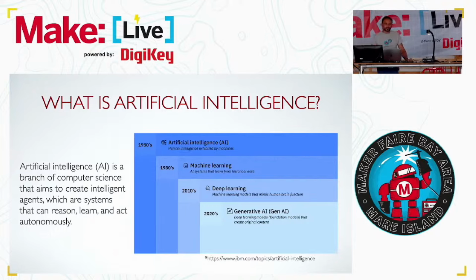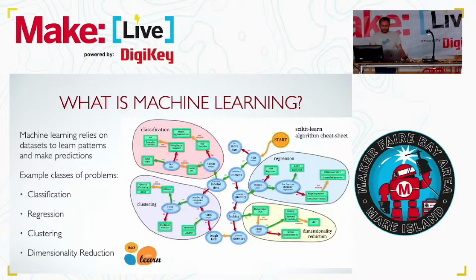So what is AI? Currently there's a lot of buzz around things like ChatGPT, large language models, and generative AI, and that is a subset of a broader class of problems called deep learning, which itself is part of machine learning, which uses data sets to train machines to be able to classify and predict problems. And this is itself a part of artificial intelligence, which is a broad branch of computer science that aims to create intelligent agents that can reason, learn, and act autonomously.